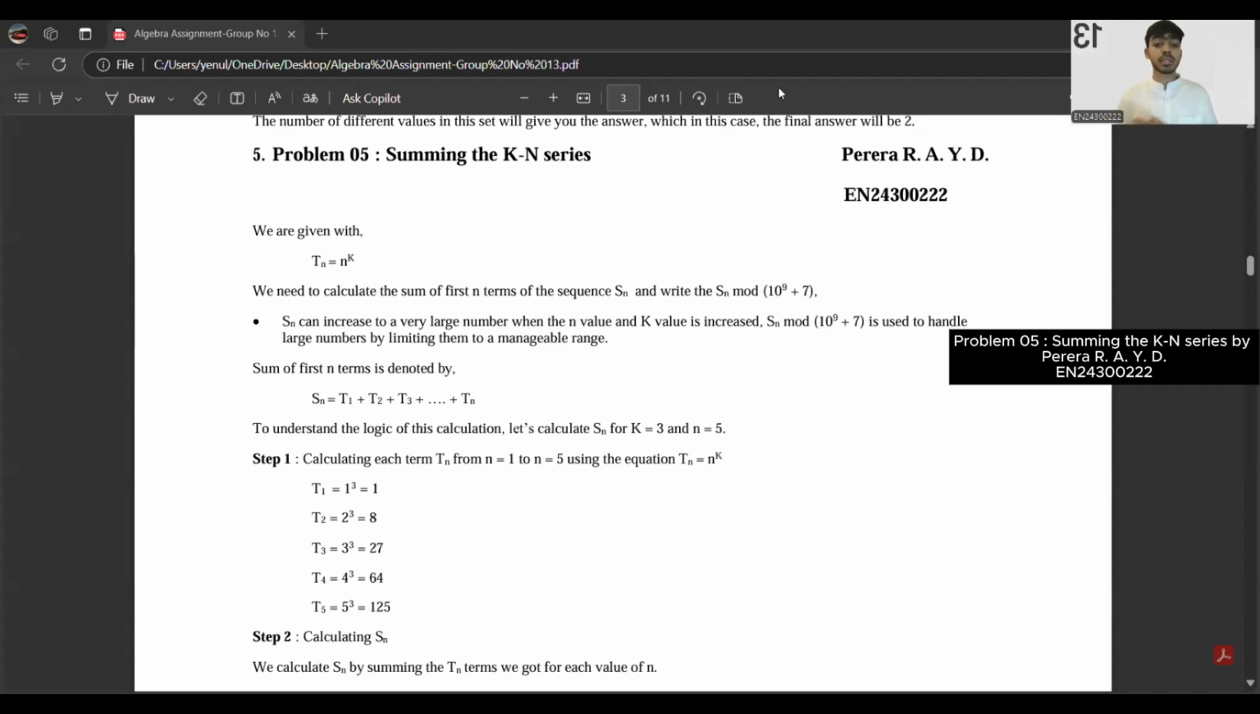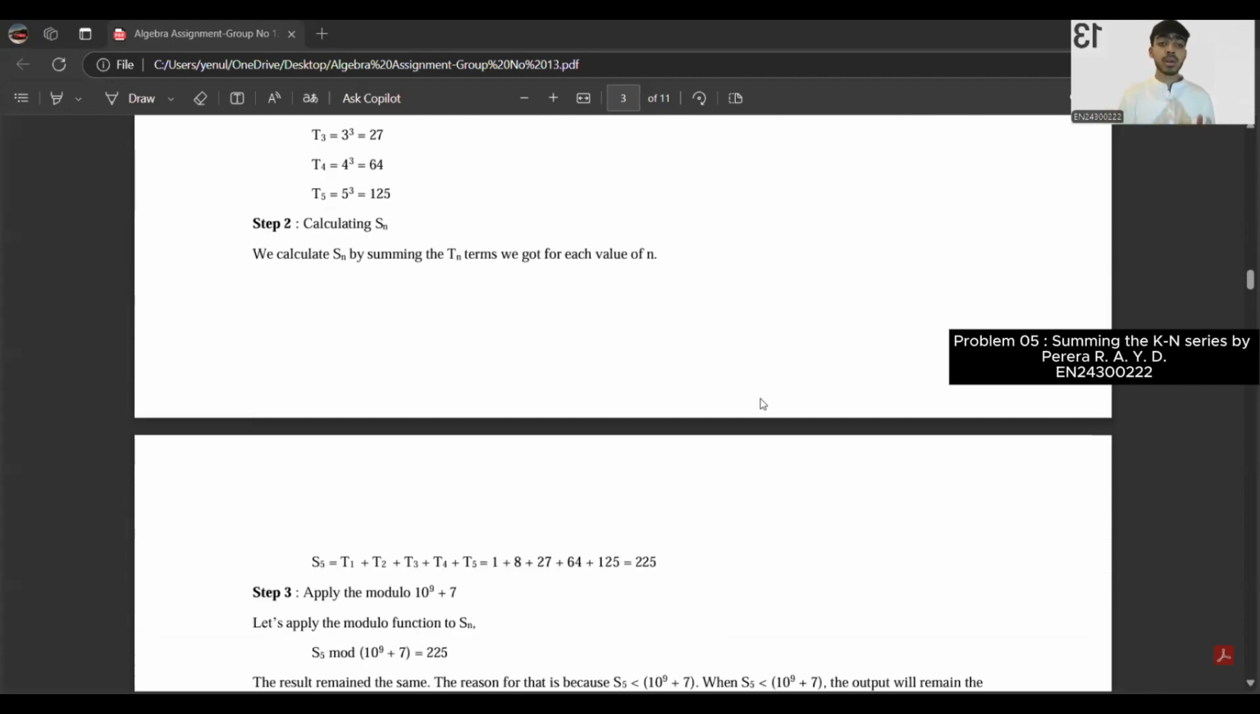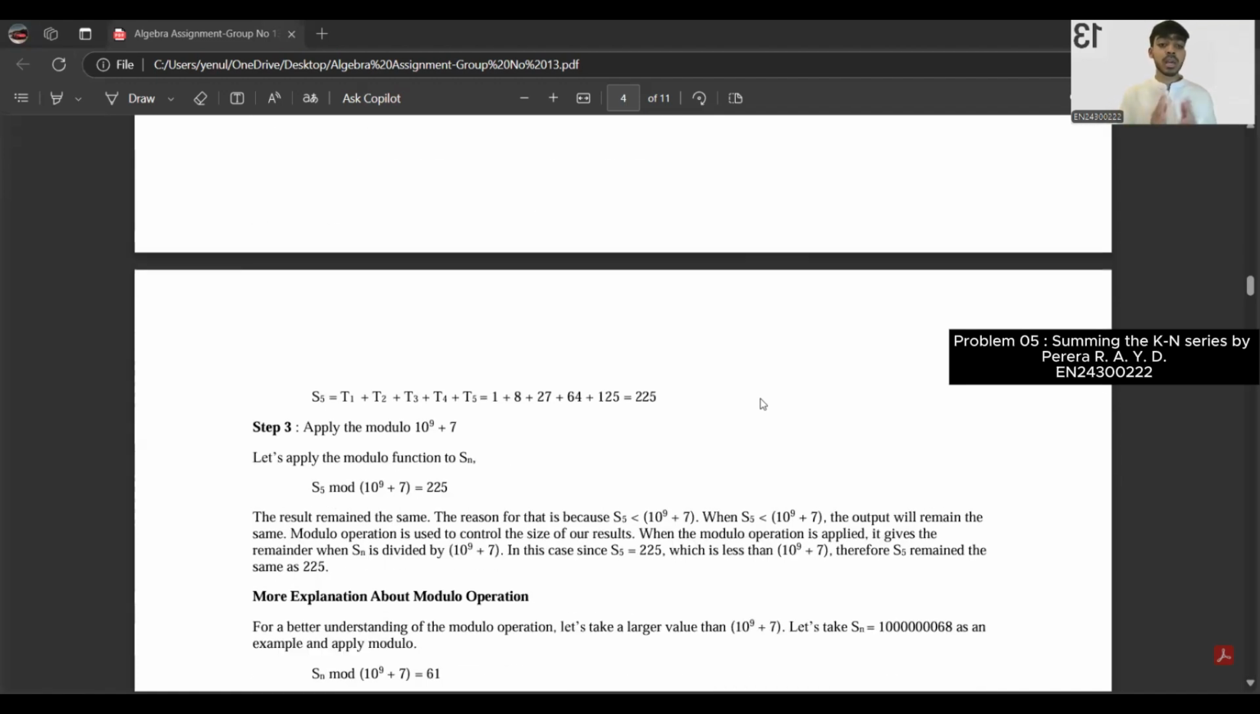To understand this calculation better, let's calculate Sn for k equals 3 and n equals 5. First, we calculate each term from n equals 1 to n equals 5 using the equation Tn equals n to the power k. As you can see, we have T1 equals 1, T2 equals 8, likewise up to T5. Then we add all the terms and get Sn, which is 225 in this case. Finally, we apply the modulo function, and as you can see, the result remains the same, which is 225. This is because 225 is less than 10 to the power 9 plus 7.